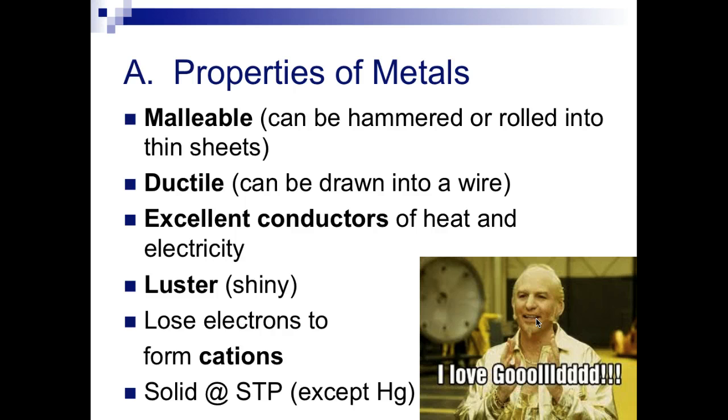So let's talk about some properties of metals. Metals are malleable, which means they can be hammered or rolled into thin sheets. They're ductile, which means they can be drawn into a wire. They're excellent conductors of heat and electricity. They have a luster or a shine to them. They lose electrons to form cations, so all metals are going to be positively charged. And they're solid at standard temperature and pressure, and the exception is mercury. Mercury is the only metal that is a liquid at room temperature.